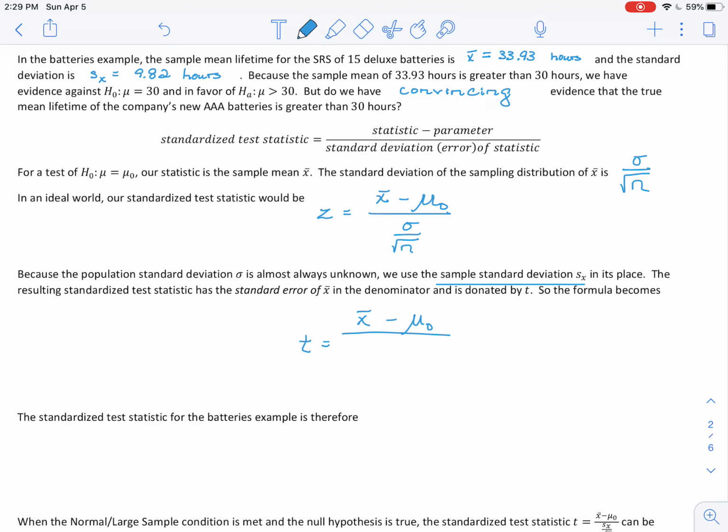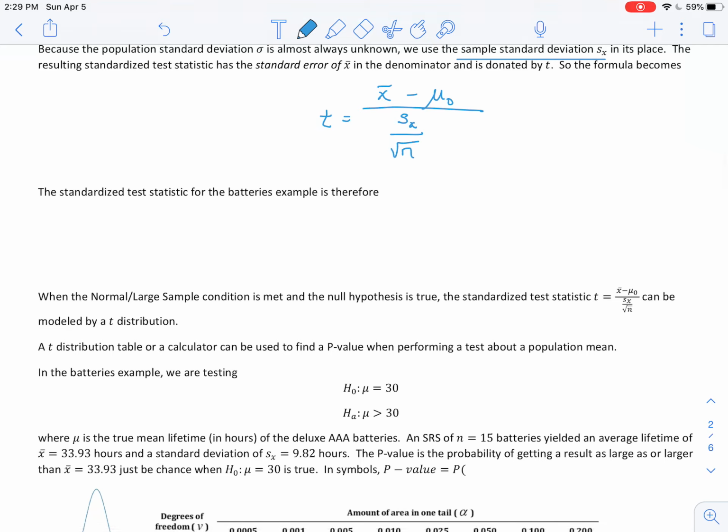So we're going to change this formula slightly. It's still statistic minus the parameter, but now we are going to be dividing by the sample standard deviation over the square root of n. So it's the standard error of X bar.